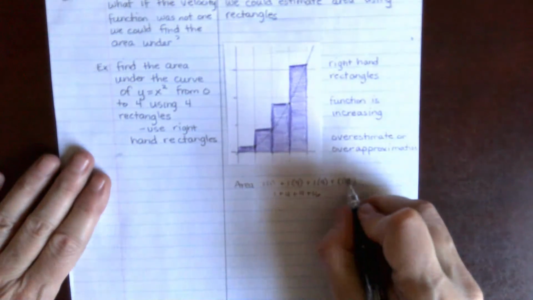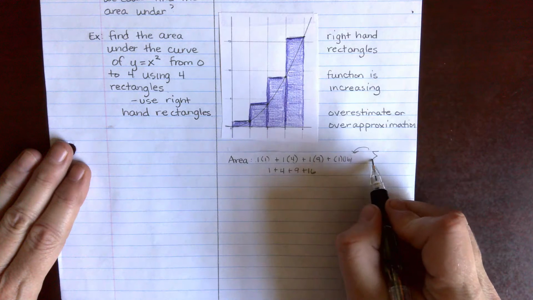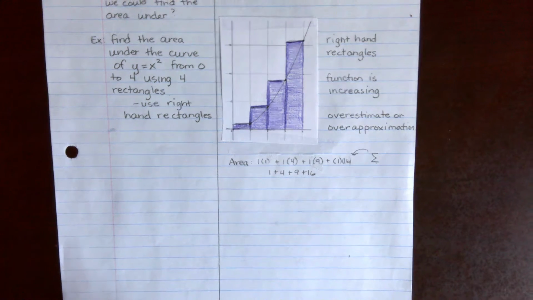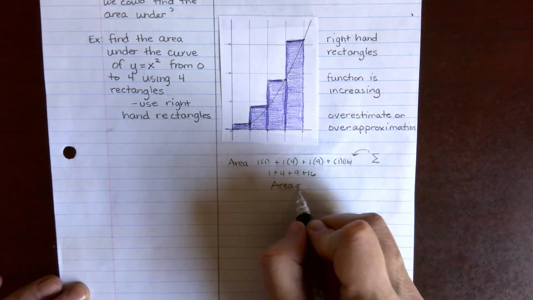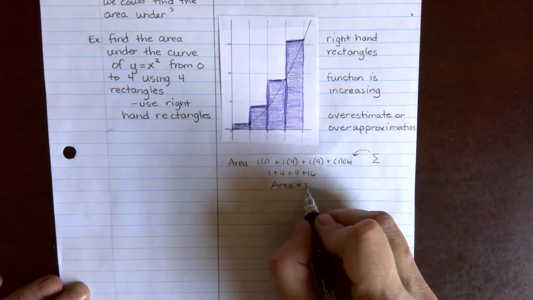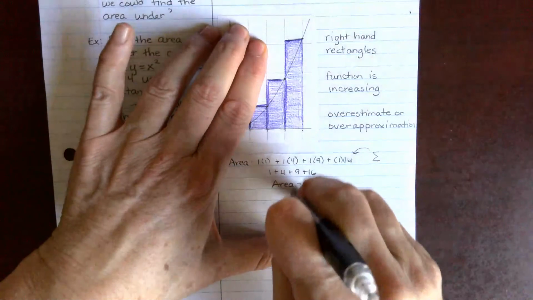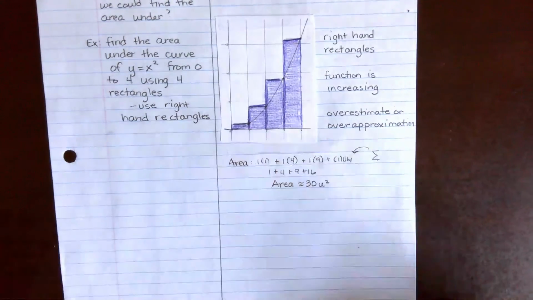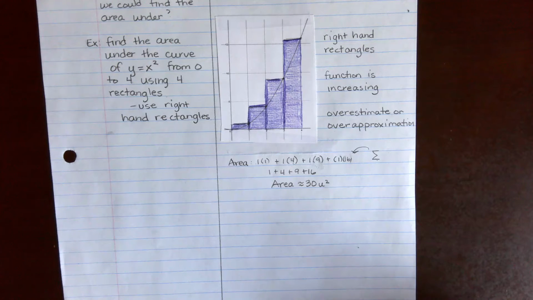And just as a reminder, because it's going to come up, when we add a bunch of things together, remember that we use that symbol right there for adding. So it looks like the area under the curve y equals x squared from 0 to 4 is approximately 30 square units. Again, we know it's something less than that because we can easily tell that we have over approximated it.